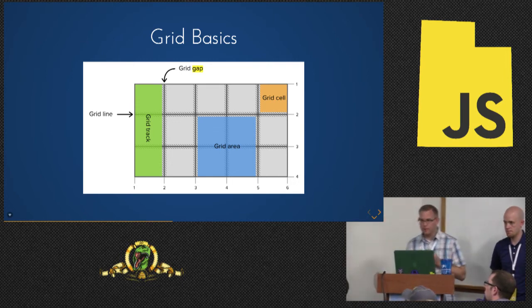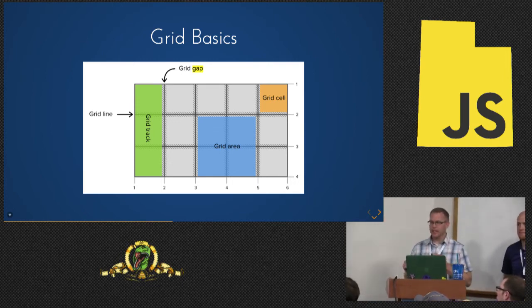So here are a few Grid basics. Grid is a line-based system. So when you're placing your items on the grid, you use the line numbers or names. Grid gaps are similar to margins and can be applied to the entire grid or to columns and rows independently. Grid tracks represent an item spanning across grid cells, and grid area simply refers to the two-dimensional placement of an item.